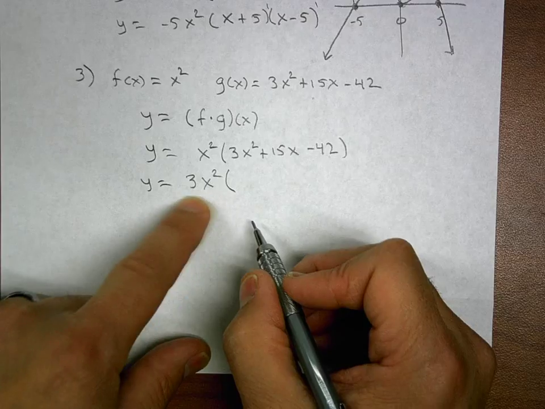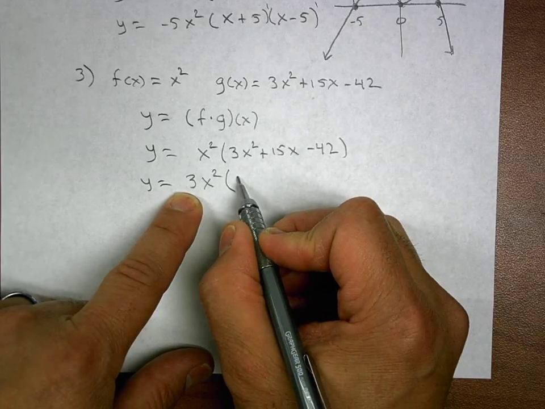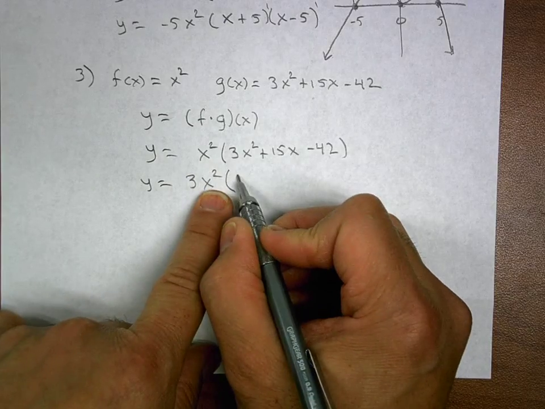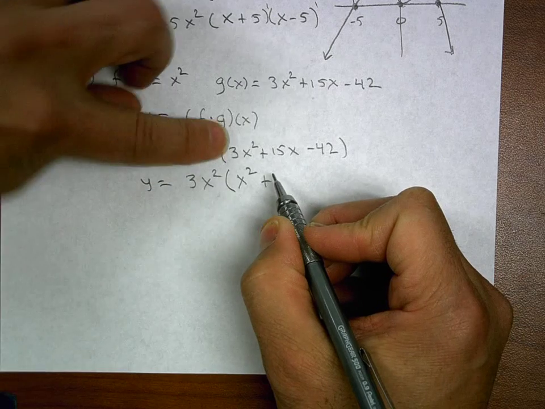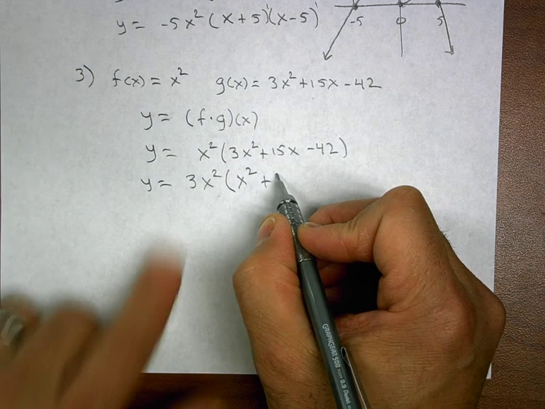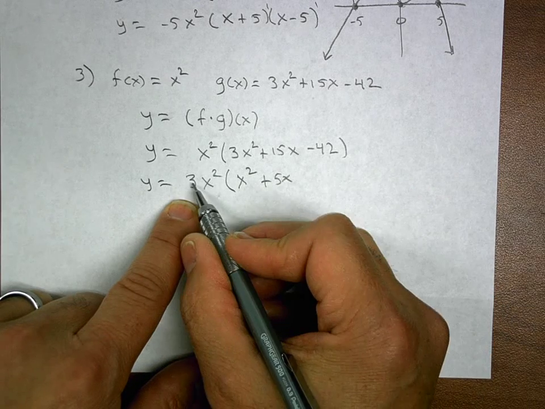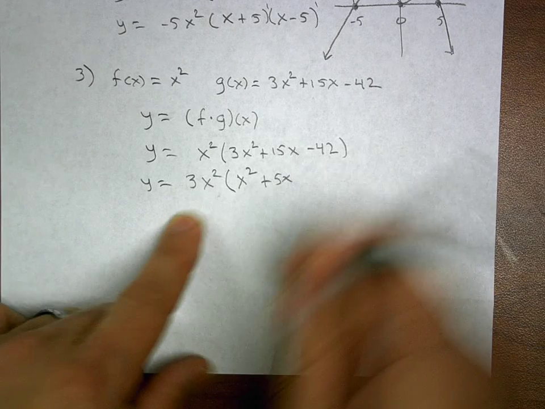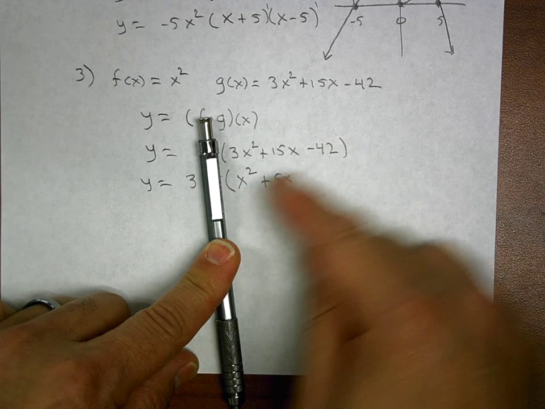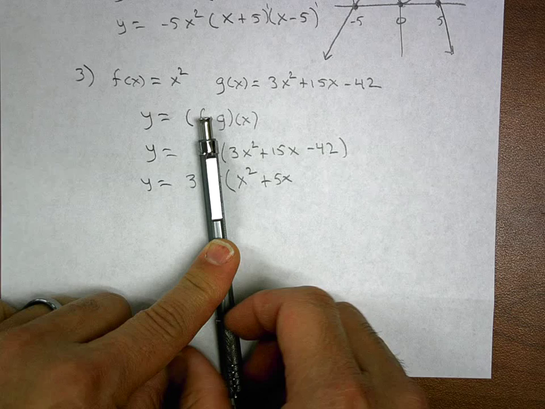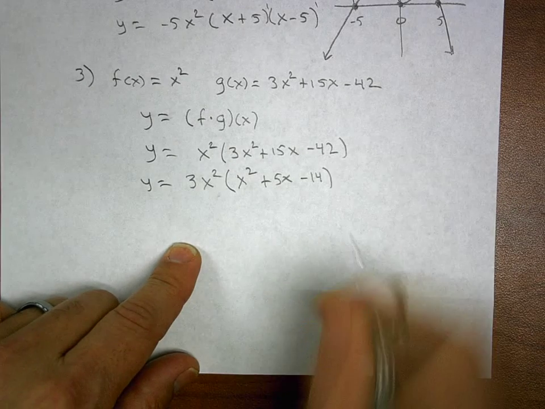It's all multiplication, so it's connected. So what do we have left? We take a 3 out, so we're left with 1x squared plus, so we're just taking it out, right? So plus what? 5x. Right, we're taking the 3 out. So it leaves x squared plus 5x minus 14.